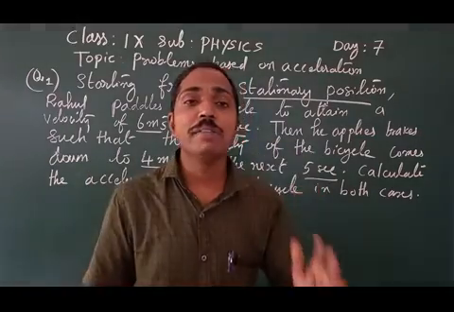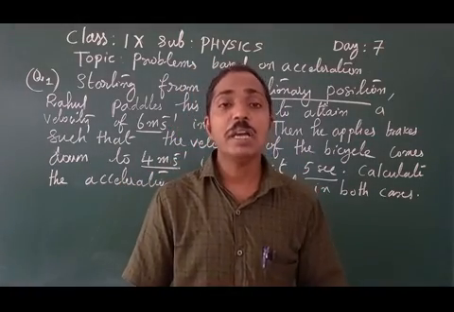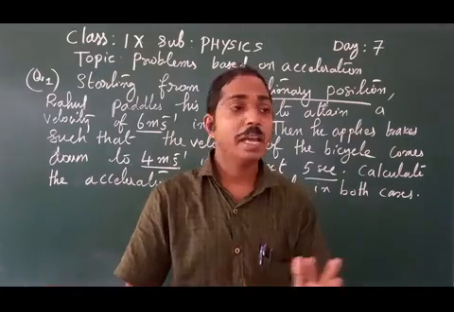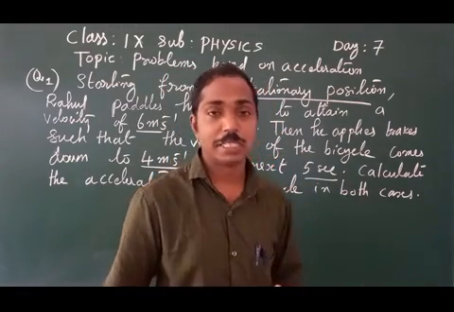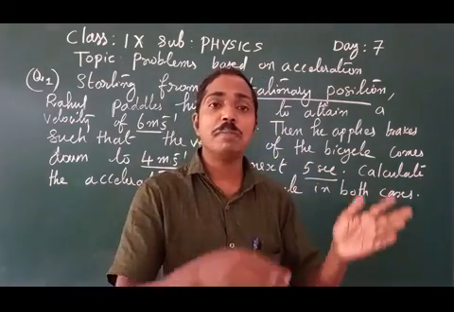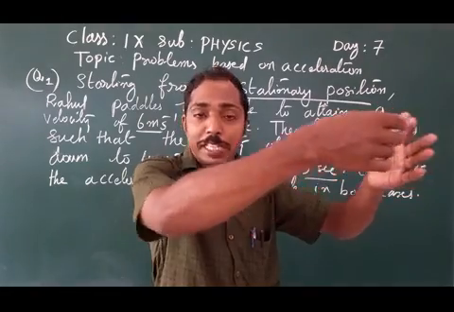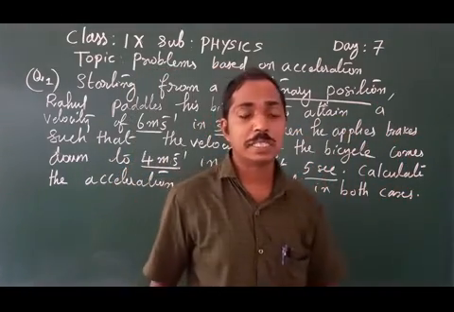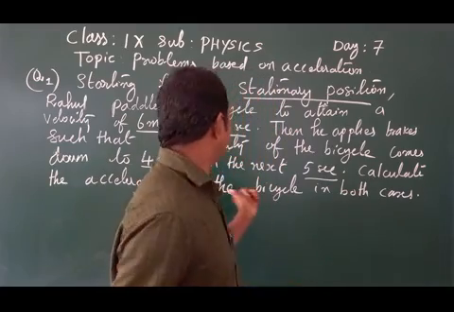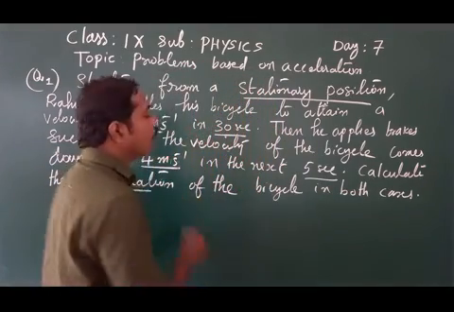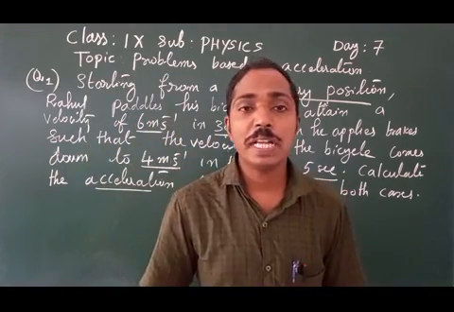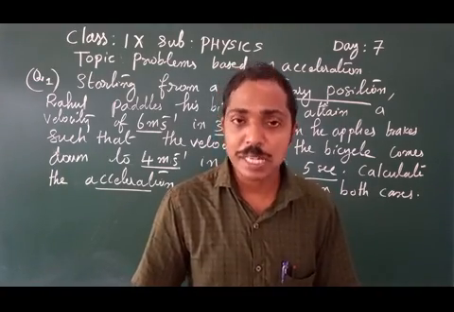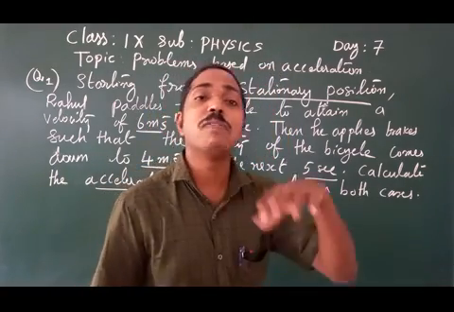So here we have two cases. First, velocity goes from 0 to 6 meters per second within 30 seconds. Next, velocity goes from 6 meters per second to 4 meters per second within 5 seconds. So we will find the acceleration in both the cases. I hope everybody understands the question. So I will go for the solution.